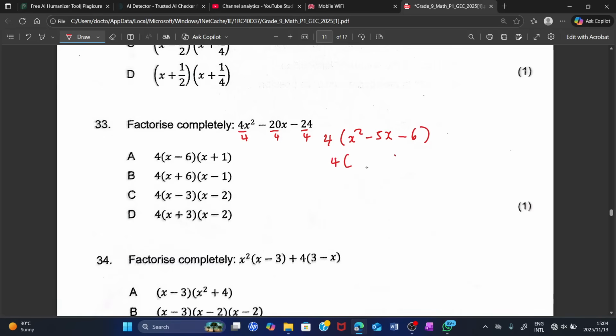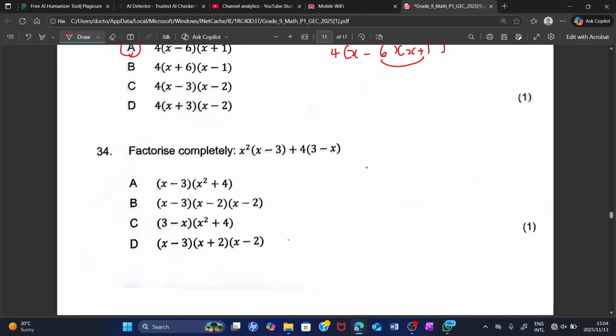You say 4 into, how do you factorize this? You say x minus 6, x plus 1. So that when you add these two, they must give you minus 5. When you multiply them, they must give you minus 6. So where are those? So the answer is A for this one.